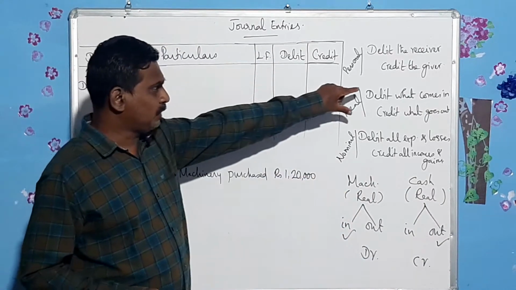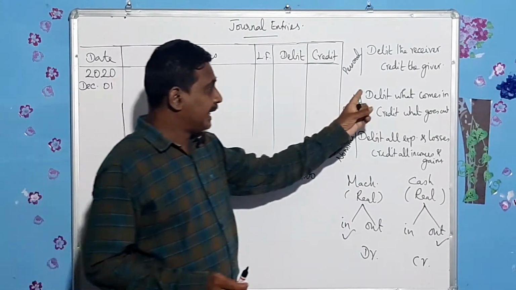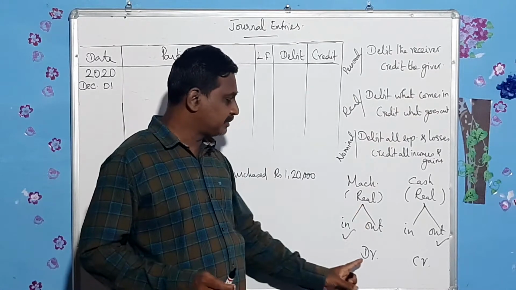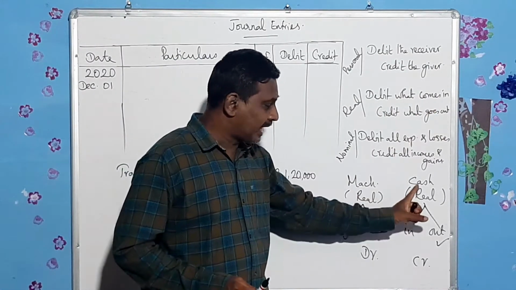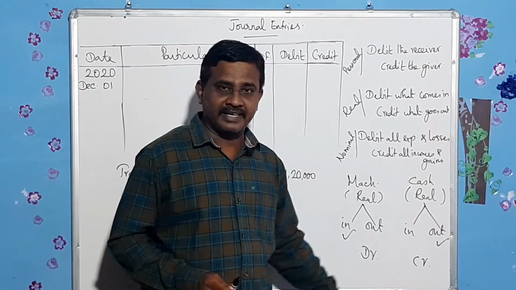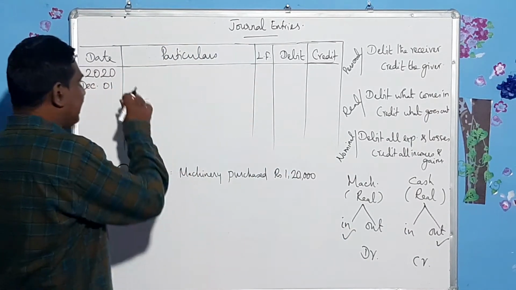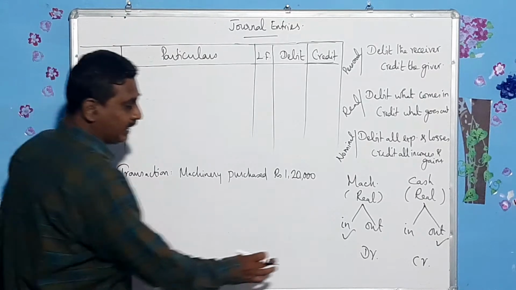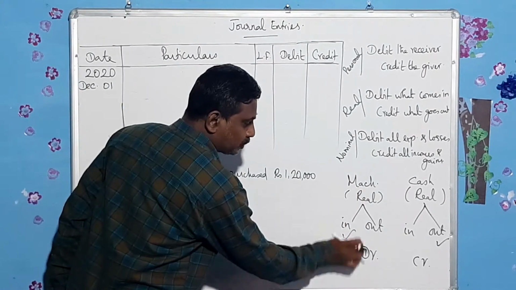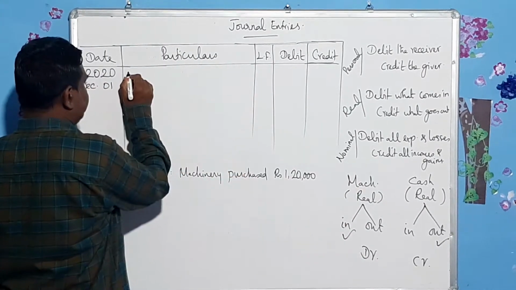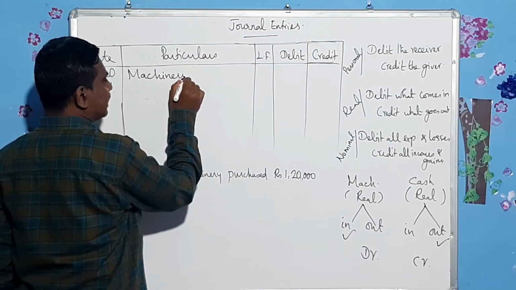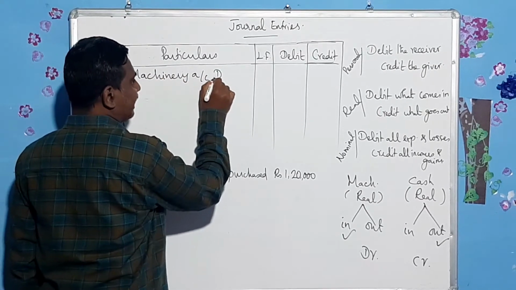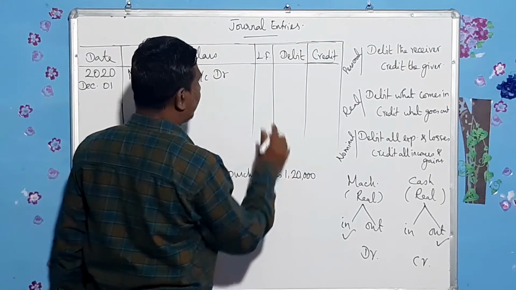Now, go for the golden rules. Debit what comes in. Machinery comes in, so that account is debited. Credit what goes out. Cash goes out, so that should be credited. Now, I am going to write the journal entry. We have identified which account should be debited. First, machinery account debtor. Machinery account debtor. What is the amount?